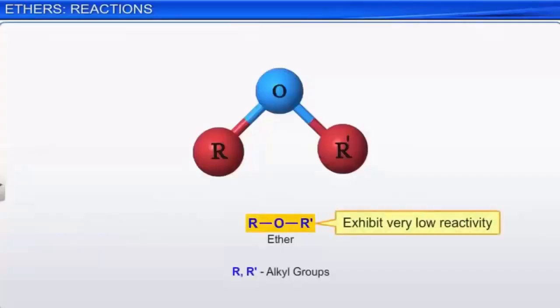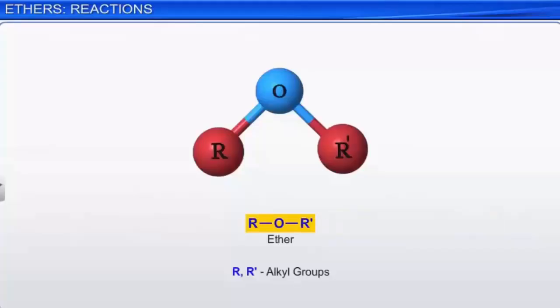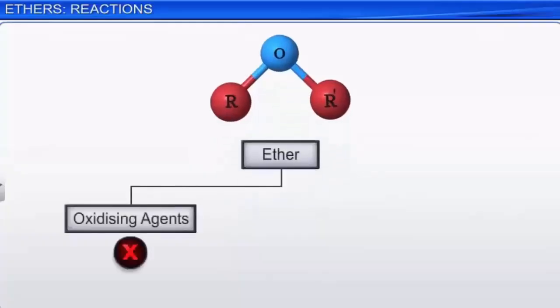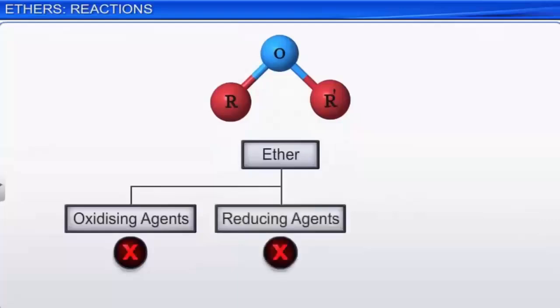Generally, ethers have very low reactivity. They are among the least reactive of the functional groups that you will study. As the oxygen atom is attached to the 2 alkyl groups on either side of it, ethers are less reactive. Let us look at some important reactions of ethers. The ether linkage is quite stable towards oxidizing agents, reducing agents, and bases.